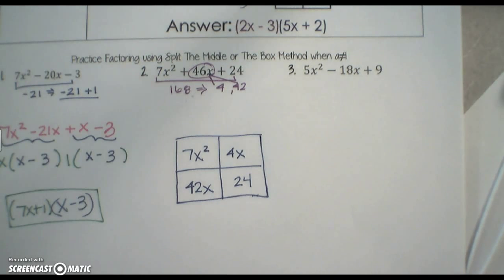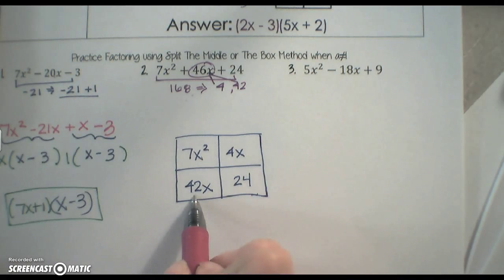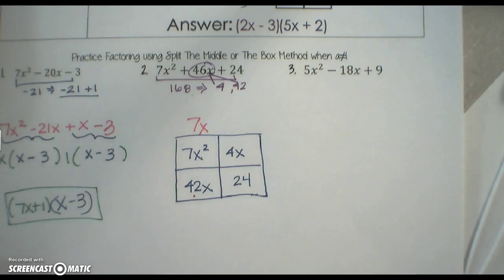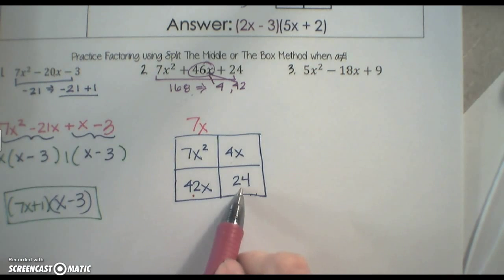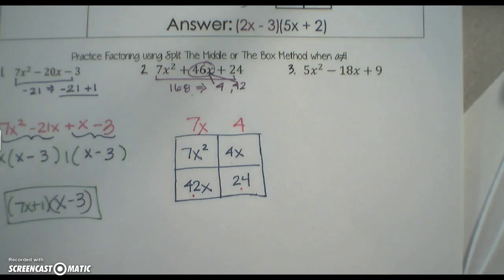So now, let's go ahead and look vertically. 7x and 42x, those both have a common factor of 7 and x. 4x and 24, those both have a common factor or GCF of 4. So I pull that out.